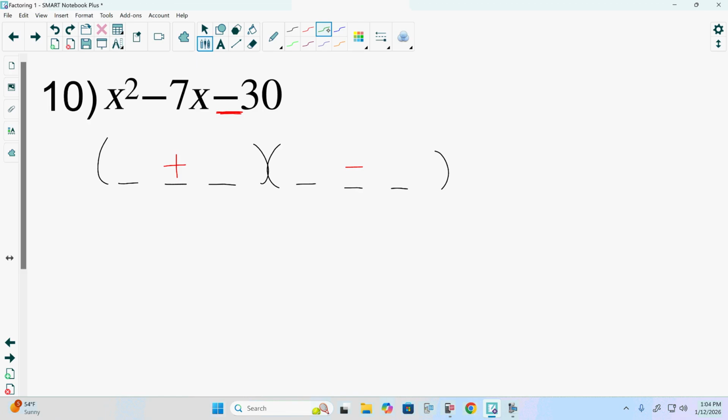Factors of the first term. Well, what is our first term? Just x squared, yes? So the only factors are what? X and x, that's the only option. 30, on the other hand, we do have 1 and 30, 2 and 15, 3 and 10, 4 doesn't work, but 5 and 6 does. Which one do we want to try first? 3 and 10?